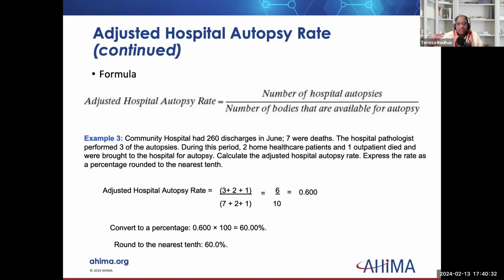That's why we have the 7 deaths. Now, we know that 3 were done, but 7 were available. Okay. So you have your 7 plus your 2 plus your 1. So that's how we got the denominator 7, 2, and 1. All right. Does that make sense? I want to make sure you guys got that before we move on, because we're talking about all the ones that were available.